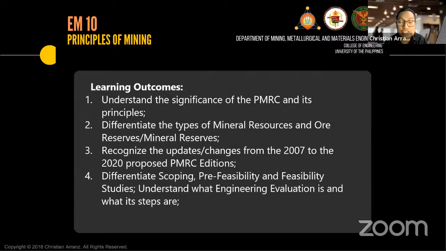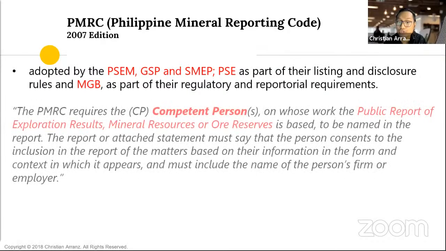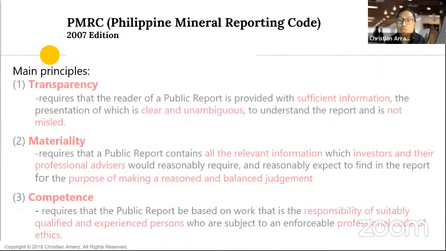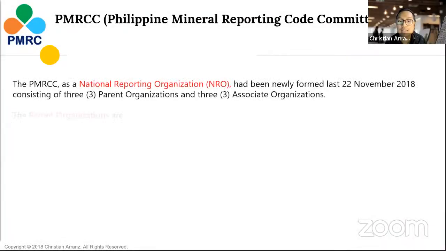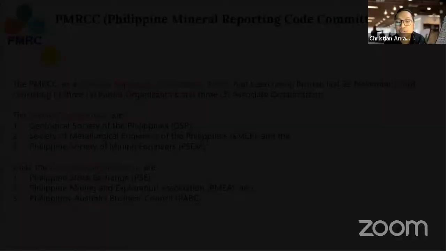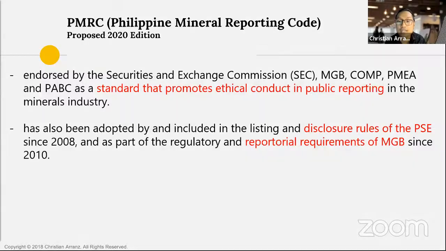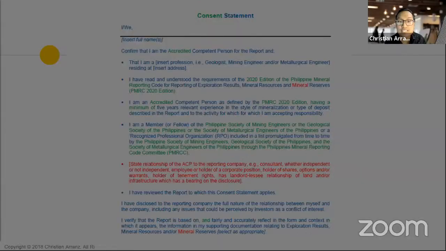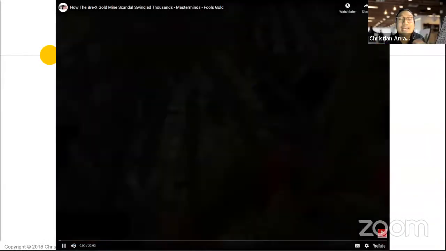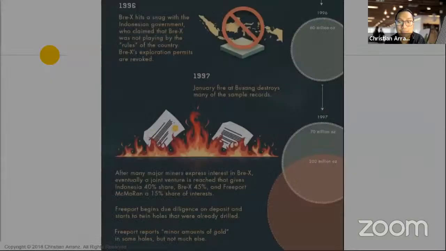Okay, so just to recap, we discussed the PMRC. We remembered na ito pala ang sinusunod sa mga exploration results, sa mga reports, public reports, no? Tapos we have two editions. The former one was 2007 and the more latest one is the 2020 edition. Tapos we learned about sino-sino yung mga bumubuo dito. We learned about the other equivalent codes all around the world, like the JORC, the SAMREC, the CRIRSCO. Tapos we learned about also the famous or the infamous rather Bre-X scandal and why it was the catalyst for the PMRC being made.